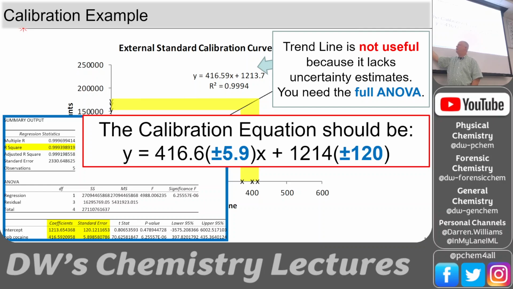But this is the beautiful thing from the ANOVA analysis: we get the standard error in B, and we get the standard error in M. So we get our uncertainties in both of those. And so then we can do propagation of uncertainty and calculate the uncertainty in our X values. Given a Y value, we can calculate the X values. And so then we have a new calibration equation, which is the slope plus or minus, and then the intercept plus or minus. So we have all of the things we need.